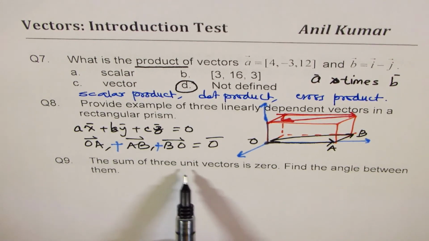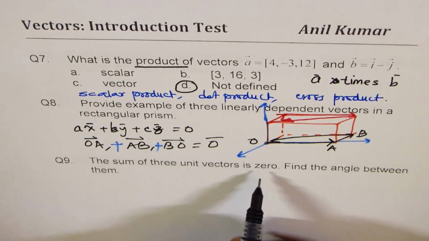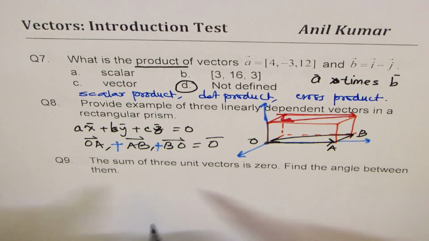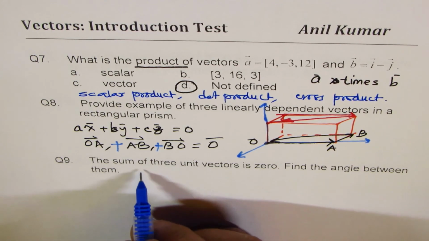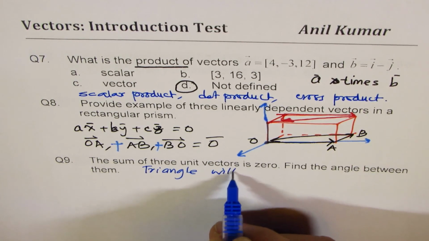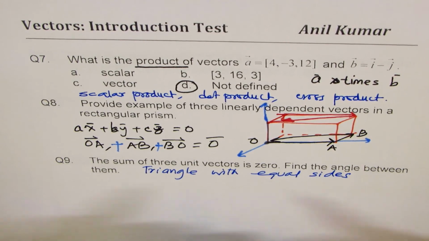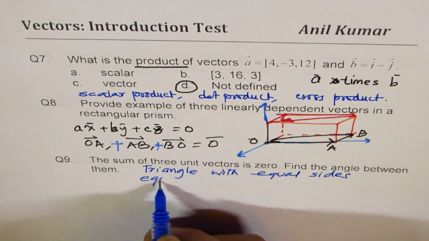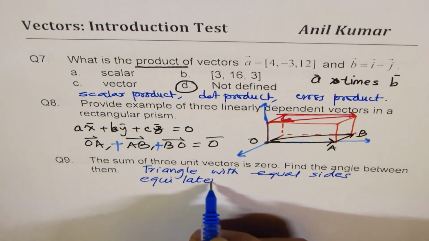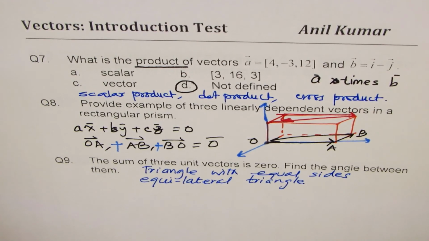Question number 9. The sum of 3 unit vectors is 0. Find the angle between them. Now 3 unit vectors can sum to 0 only under one condition: they form a triangle with equal sides. So that means an equilateral triangle. Does it make sense? So we are looking for an equilateral triangle.